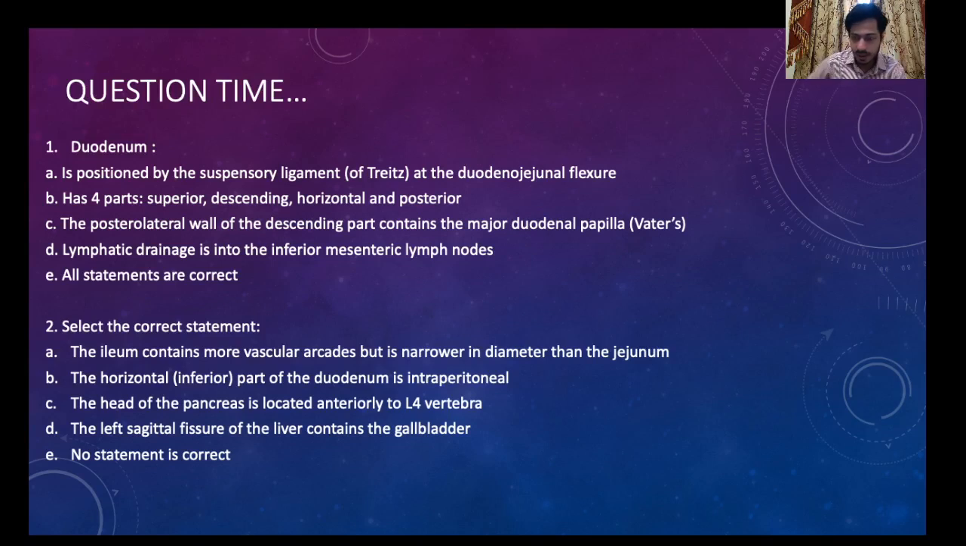No one wants to answer. Okay, well, the answer is A. The duodenum is positioned by the suspensory ligament of Treitz at the duodeno-jejunal flexure. How about the second question?